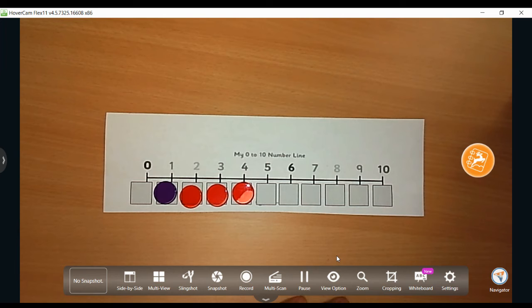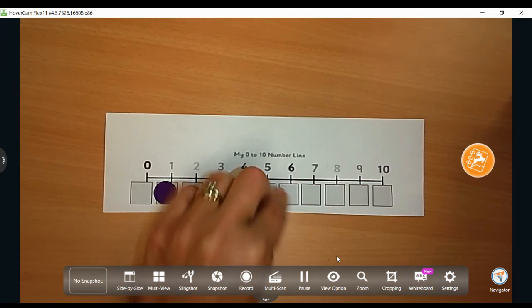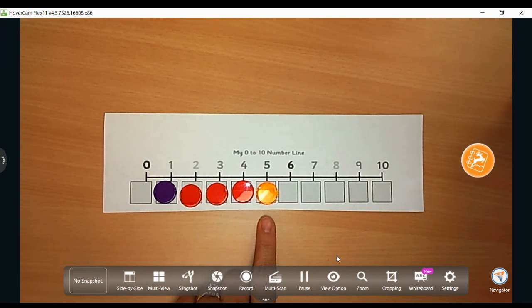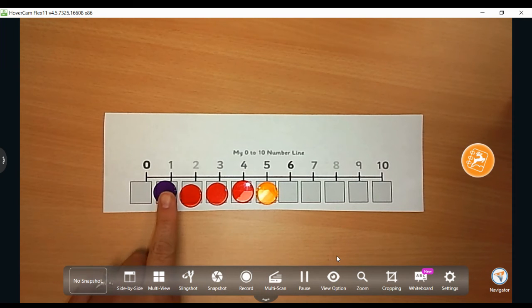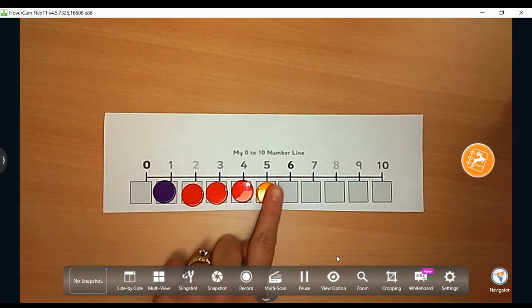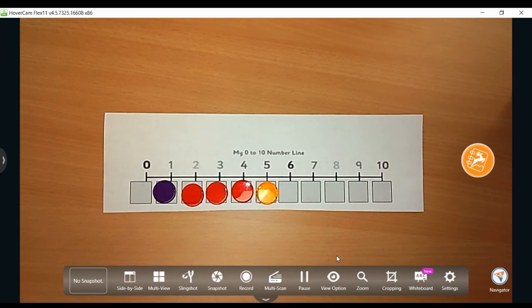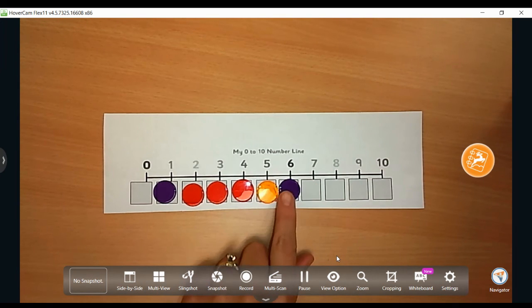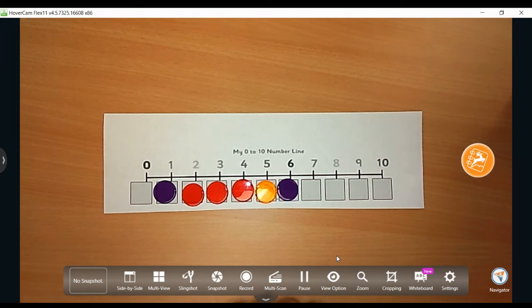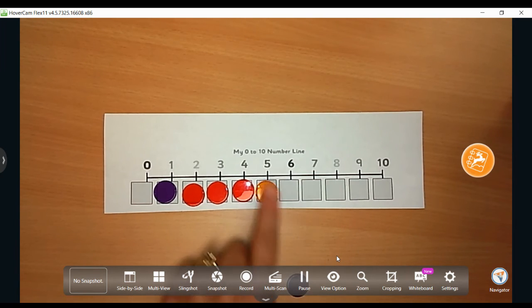Now we don't want to say what number comes next. We want to say, what is 1 more? What is 1 more than 4? 5 is 1 more than 4. I want to check my work. 1, 2, 3, 4, 5. If I put 6 on my number line, I might be asked, what is 1 less than 6? Well, I know I would take 1 away. 1 less than 6 is 5.